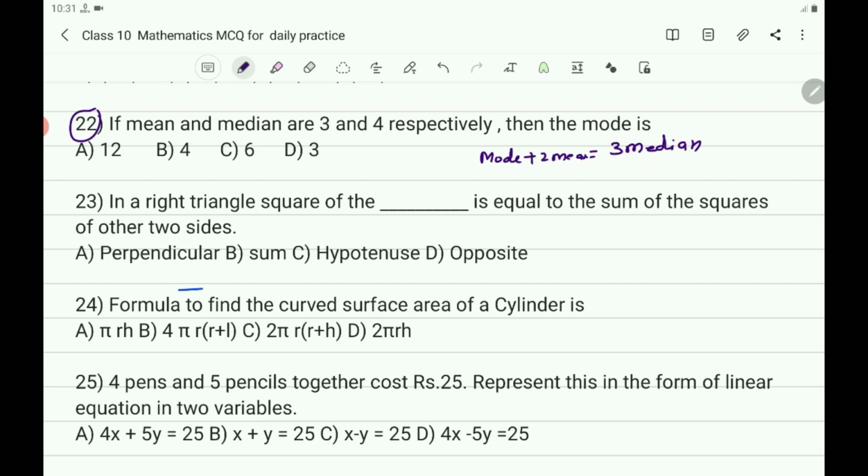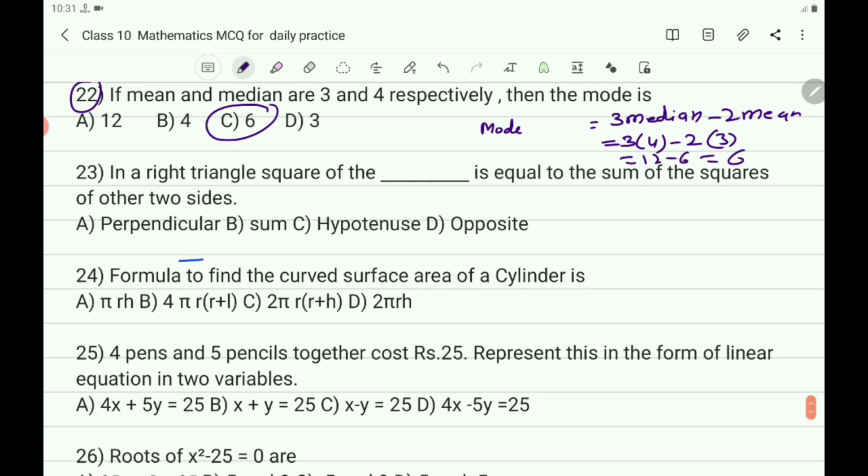You can transfer this to get mode equals 3 median minus 2 mean. Here you know that 3 is the mean, 4 is the median. So you write 3 into 4 minus 2 into mean. Mean is 3. That is 12 minus 6. You will get 6. So then what is the answer? 6 is the answer. Option C.